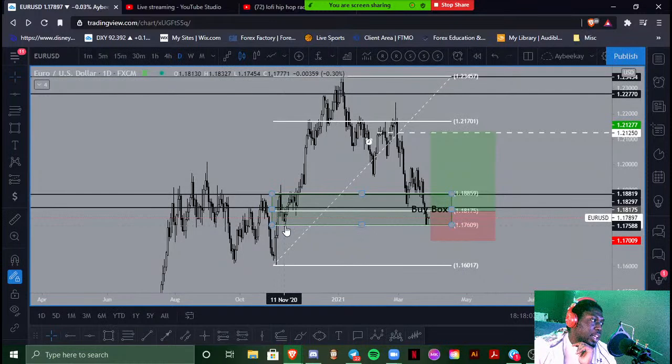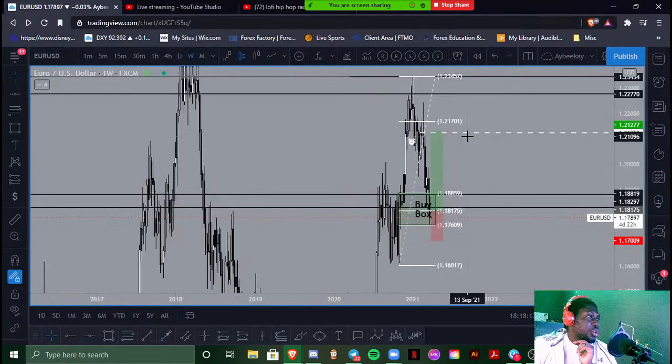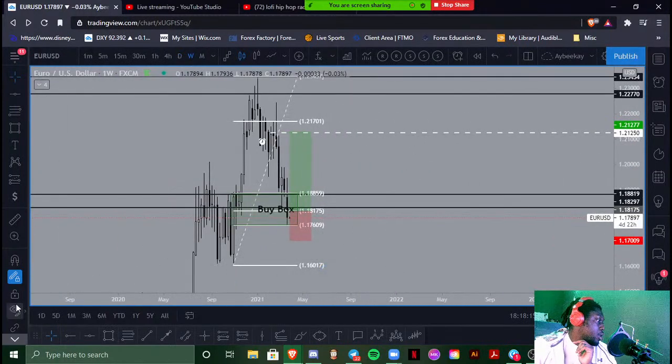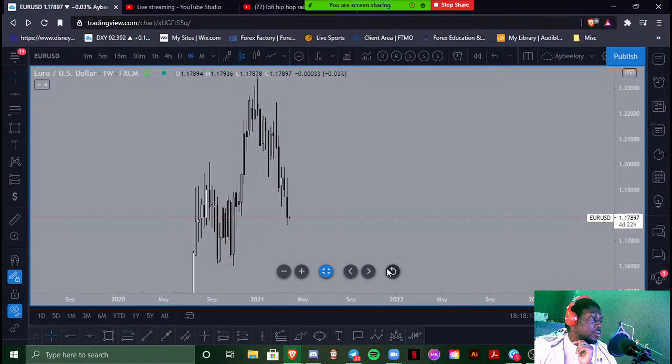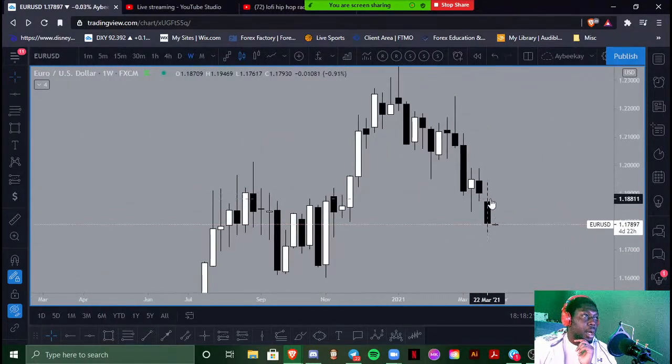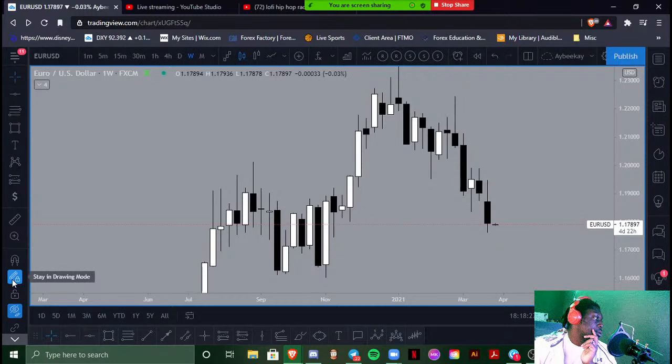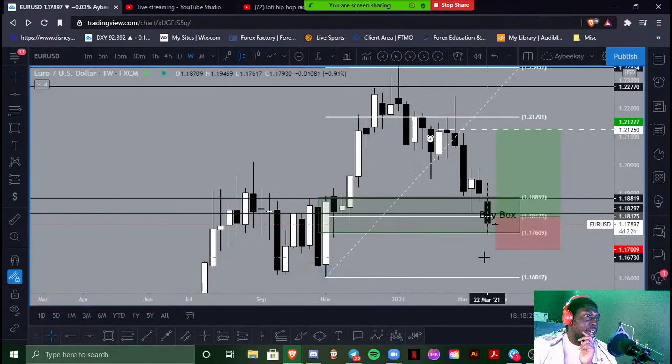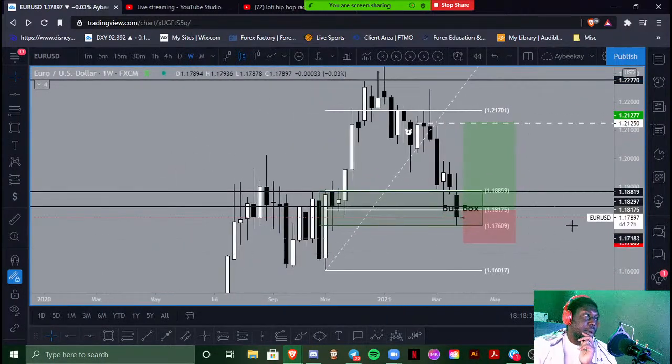I like that it's holding at the 78.6. That's where it rejected off of last week. I forgot to show the weekly candle on Euro USD. It just looks like the price wants to keep dropping on the weekly, personally speaking. But again, if I'm using the fibs, then this is exactly where I'll be looking to buy at.